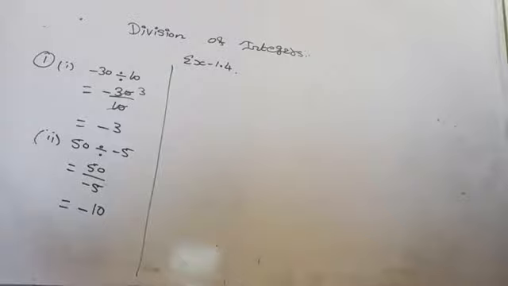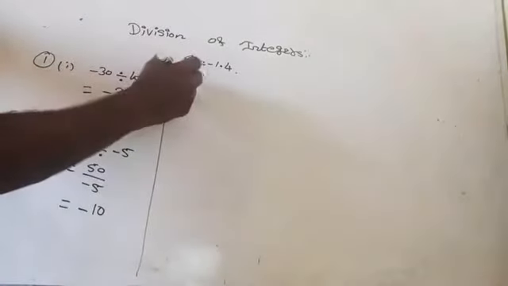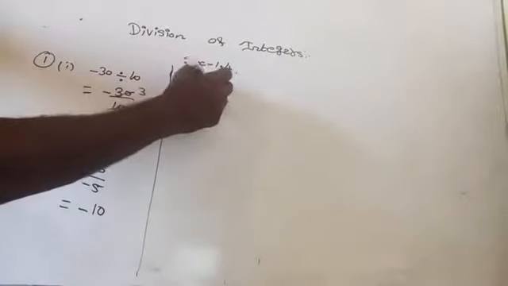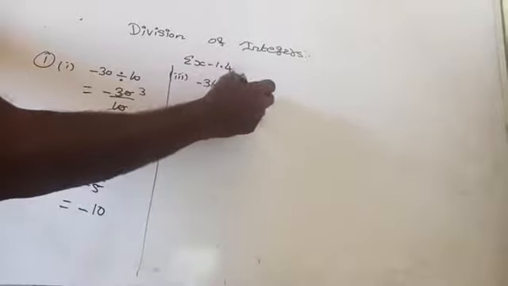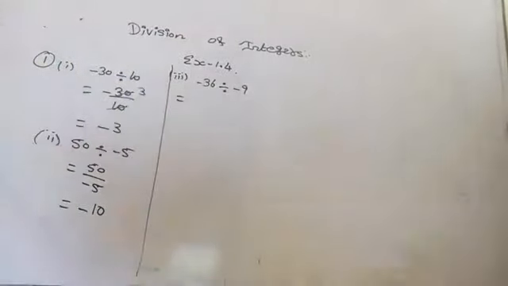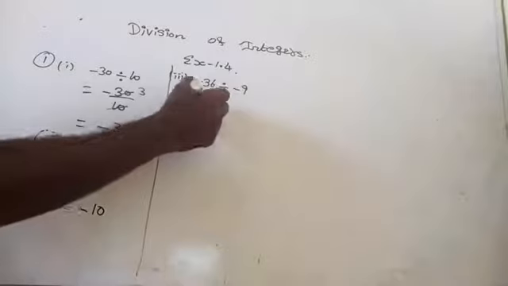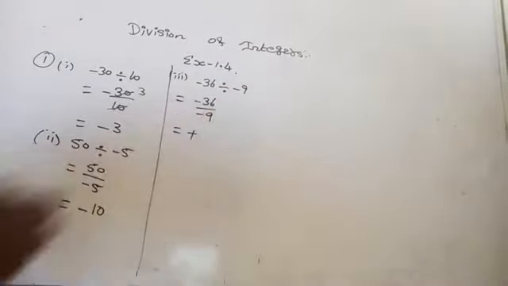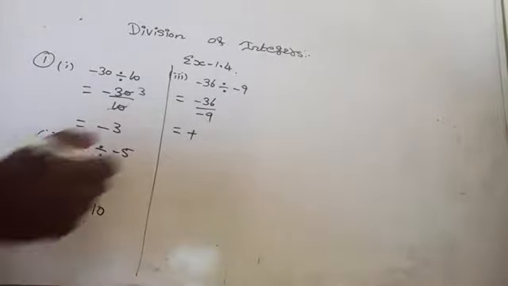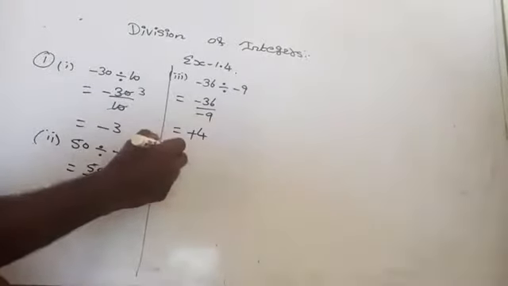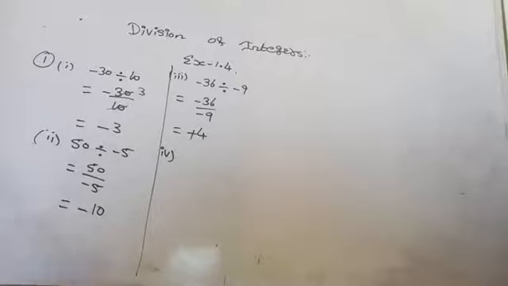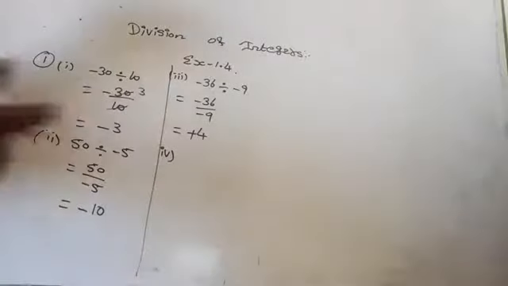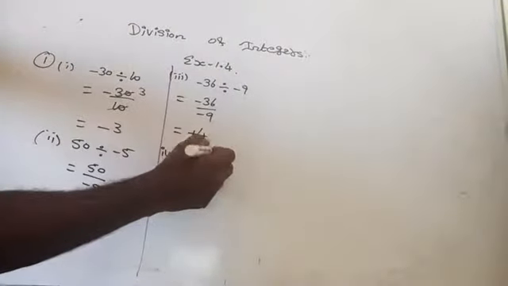Move to the next question then. Minus 36 divided by minus 9. Here both integers have the same sign, so the result is positive. So minus 36 by minus 9 is equal to plus. How many 9s are there in 36? 4 9s are 36. Then come to the fourth part now. The fourth part is minus 49 divided by 49.